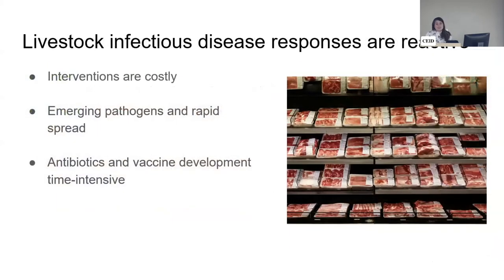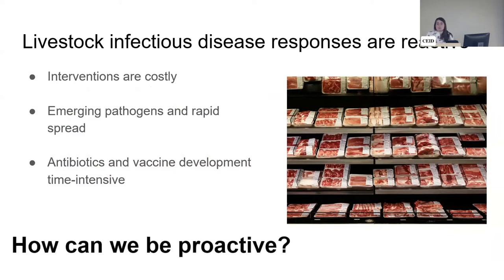And so often these infectious disease responses are reactive. So a new pathogen emerges, a known pathogen is in a new host, and we have to go back to the drawing board, develop new vaccines, try and control an already spreading disease. And so the purpose of this project was really to say, how can we be proactive? How can we start to develop some of those interventions before a catastrophic outbreak that might be uncontrollable or going across country borders?